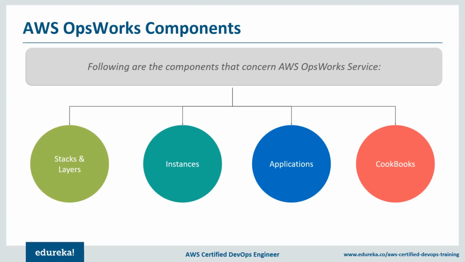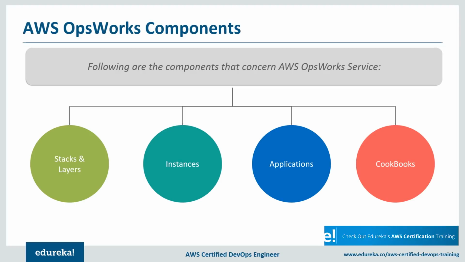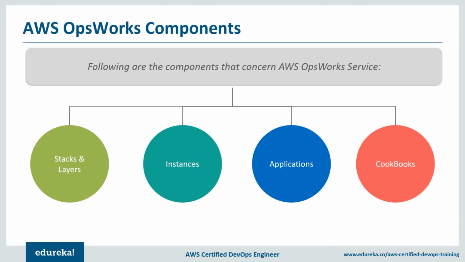Just like our normal routine cooking practice, if you talk about a cookbook, it would have a number of recipes and each recipe would tell you what different dish to cook. If you apply this logic to OpsWorks, or to the configuration process, that is what recipes and cookbooks would be like. So guys, we've talked about stacks and layers, instances, applications and cookbooks.